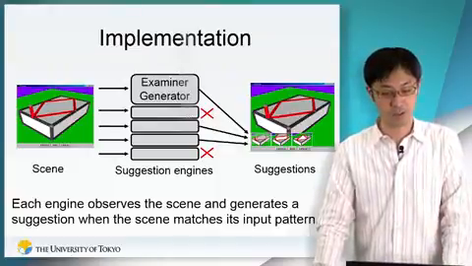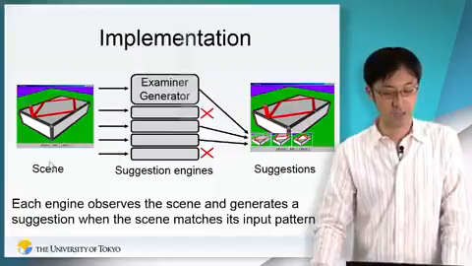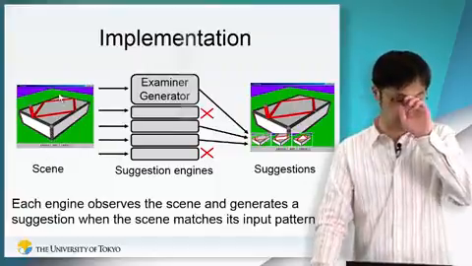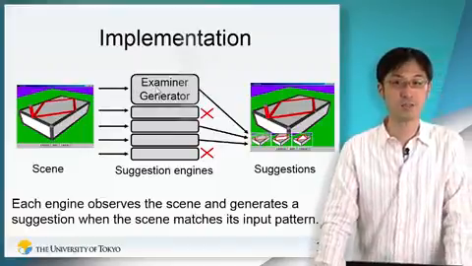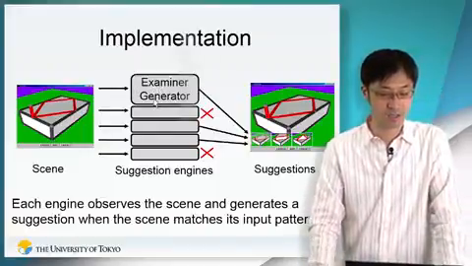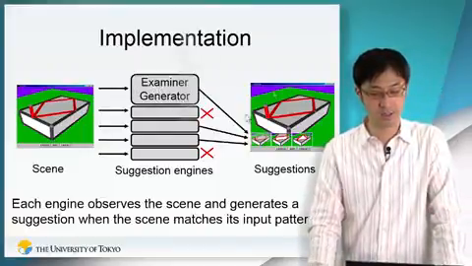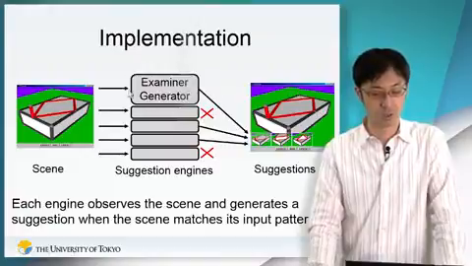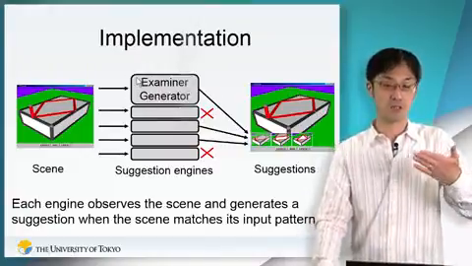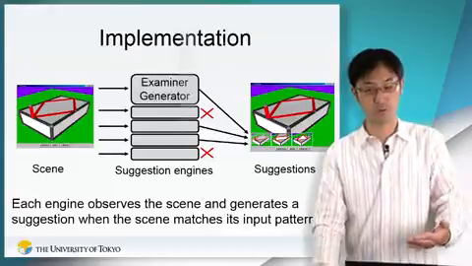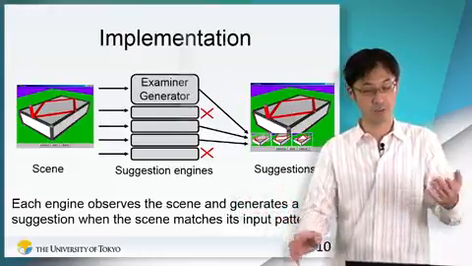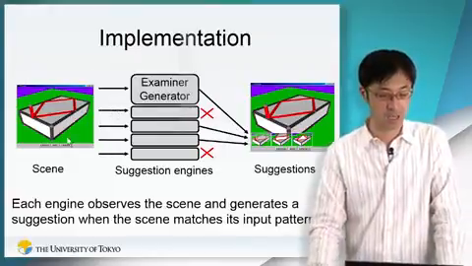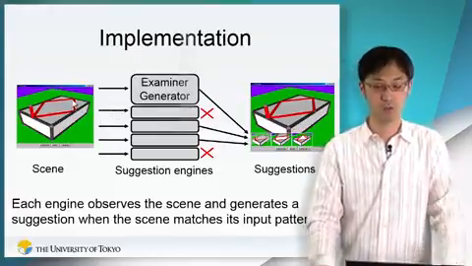The examiner examines the scene and tests whether the scene matches the expected rule. And if it passes the examination, then the generator generates a resulting scene. So this is a hard-coded, pre-programmed module provided by a programmer, but they all work in parallel, and a specific engine reacts to the specific input configuration.